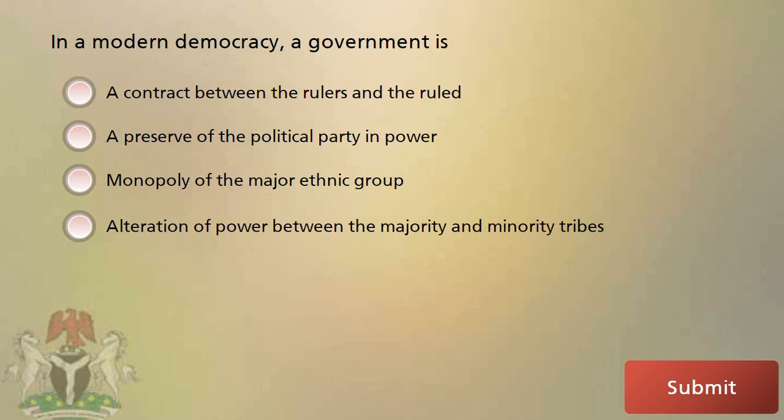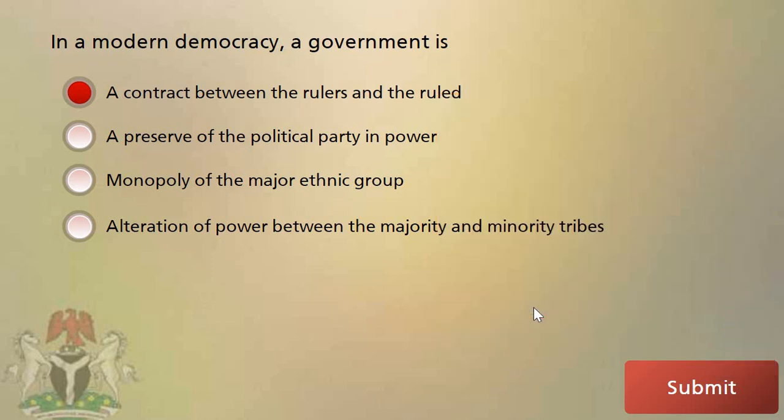In a modern democracy, a government is: A, a contract between the rulers and the ruled; B, a preserve of the political party in power; C, monopoly of the major ethnic group; or D, alternation of power between the majority and minority tribes. Which one is the right answer? The right answer is A, a contract between the rulers and the ruled.